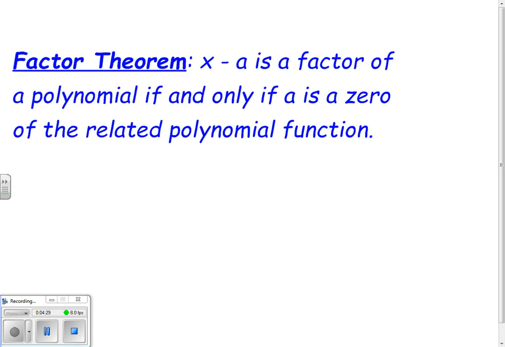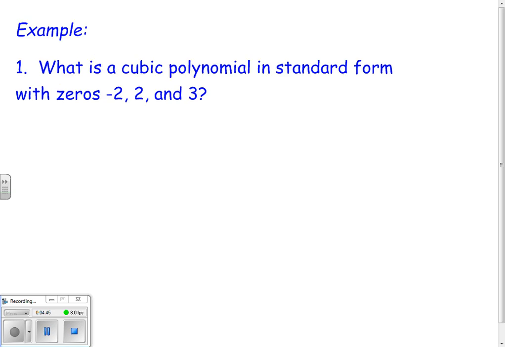The factor theorem. The factor theorem says if you have a factor of a polynomial, it gives you a 0 of the polynomial function. And that goes backwards, which means if you have a 0 of a polynomial function, you can get a factor from that. So you're going to notice that the second half of this lesson goes backwards. They're going to give you the zeros, the roots, the x-intercepts, and they want you to give them a polynomial in standard form. So first thing I'm going to do is make factors from each of the zeros.